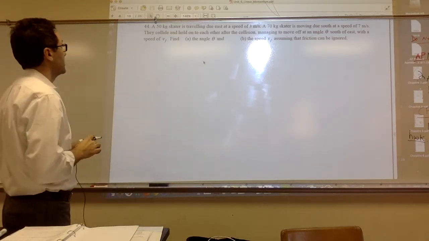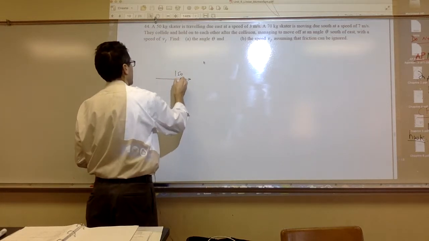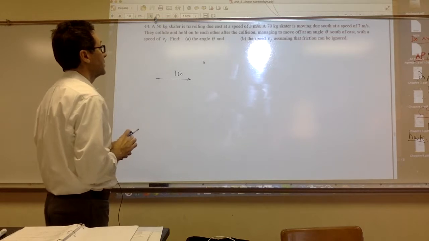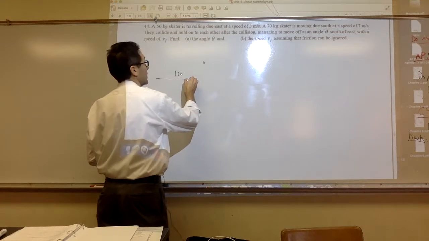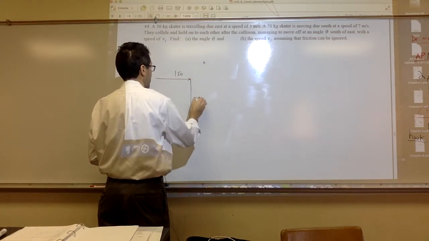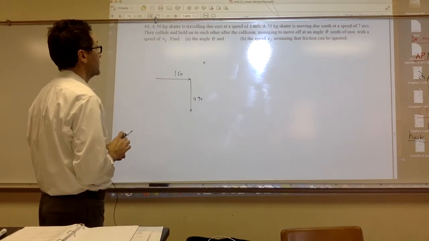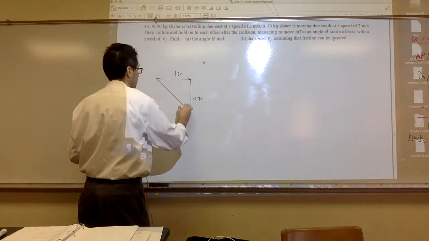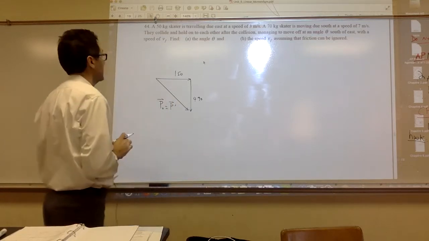A 50 kilogram scale is traveling east at a speed of 3 meters per second, which means a momentum of 150 kilograms meters per second. A 70 kilogram scale is moving due south at a speed of 7 meters per second. So that's a momentum of 490 kilograms meters per second. They collide and hold on to each other. So they stick together. So this is the initial momentum of the two. That's also the final momentum when they stick together.